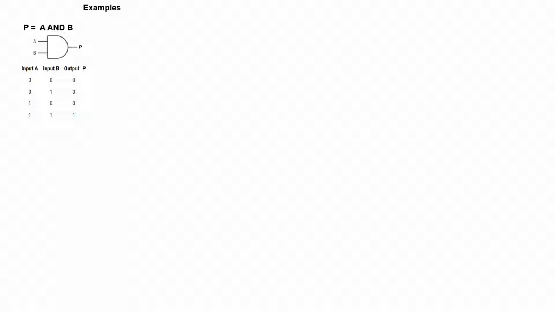Example: P equals A or B. A and B are inputs. P is output. Draw a diagram to represent this expression and complete the truth table for this gate. Don't forget that output is 1 if either or both of the two inputs are 1. Some logic gates may have more than two inputs. Let's study some of them.